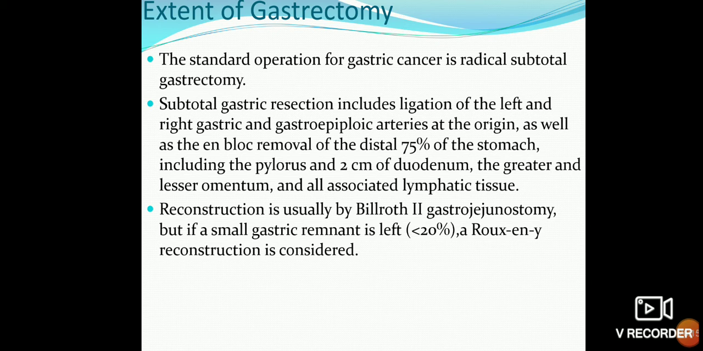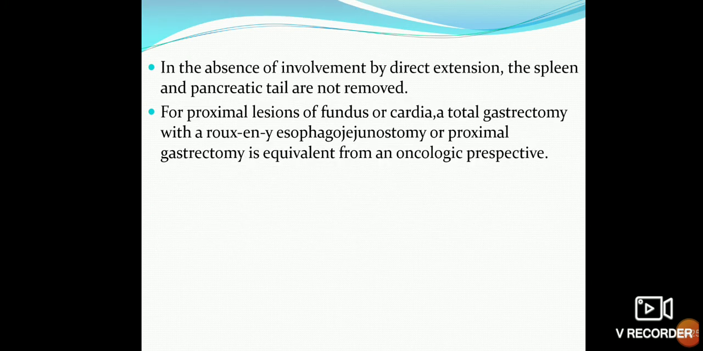Reconstruction is usually by Billroth gastrojejunostomy, but if a small gastric remnant is left, in less than 20% of cases, a Roux-en-Y reconstruction is considered. In the absence of involvement by direct extension, the spleen and pancreatic tail are not removed. For proximal lesions of the fundus or cardia, a total gastrectomy with a Roux-en-Y esophagojejunostomy or proximal gastrectomy is equivalent from an oncological perspective.